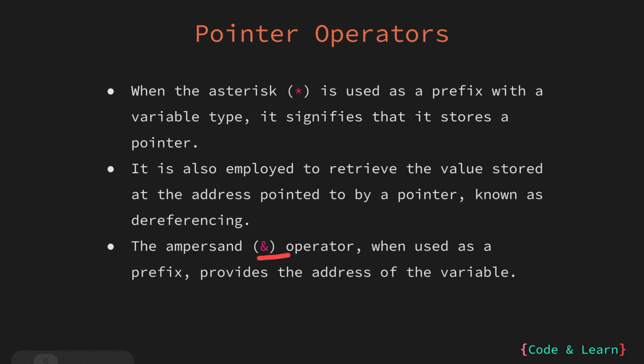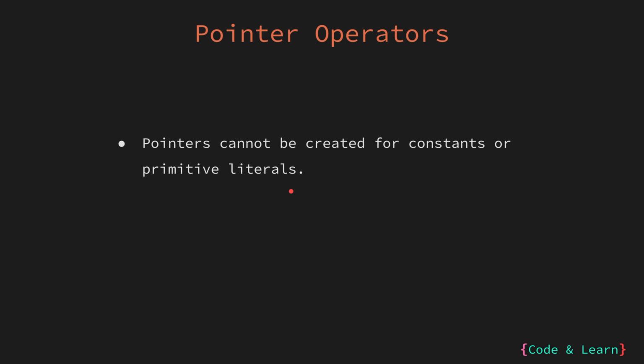In Go, the ampersand operator is used to obtain the memory address of a variable. This is particularly useful when you want to create a pointer that points to a specific variable. The address then can be assigned to a pointer variable. It is important to remember that in Go you cannot create pointers to constants or literal values like numbers or strings. Pointers are meant to hold the memory address of a variable, not constants or literals. Since constants and primitive literals are only created at compile time, they don't have a memory address. As such, you cannot have a pointer store the memory address for a constant or a literal.